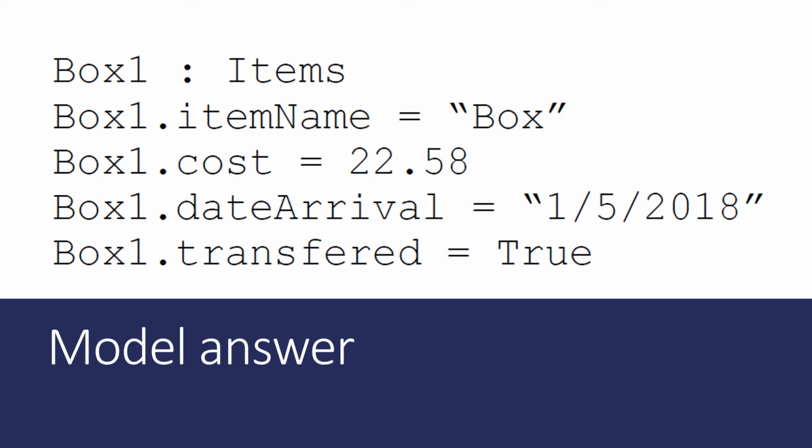Here's a model answer. The item is called box 1. It's of the items data type, and it's got 4 attributes with the given data values provided in the question. How would we mark that? Well, I'll show you that on the next page.